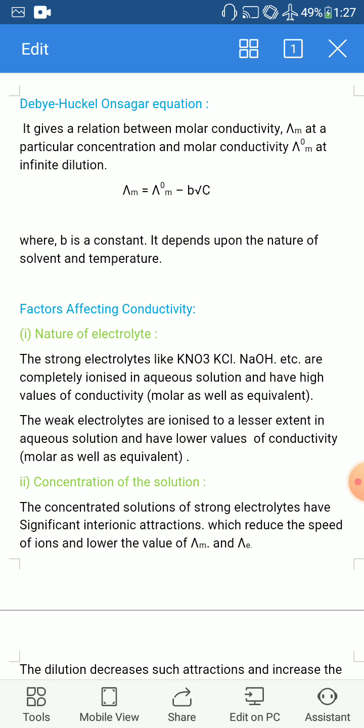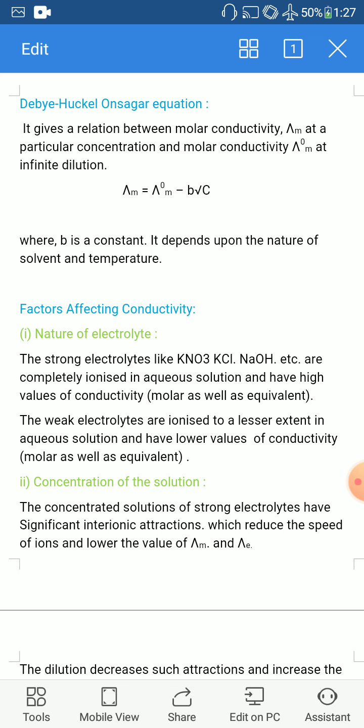But weak electrolytes are ionized to a lesser extent in aqueous solution. That's why solutions of weak electrolytes have a lower value of conductivity, molar as well as equivalent conductivity. So conductivity depends on the nature of electrolyte.